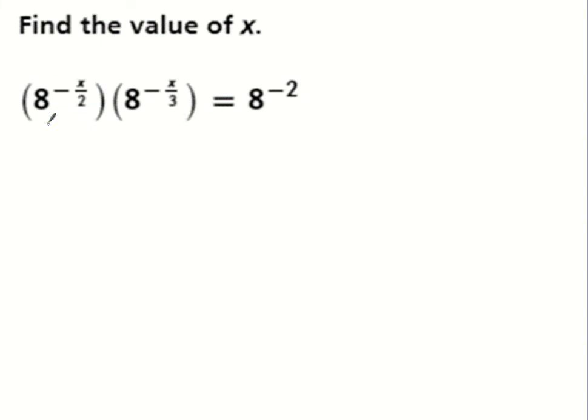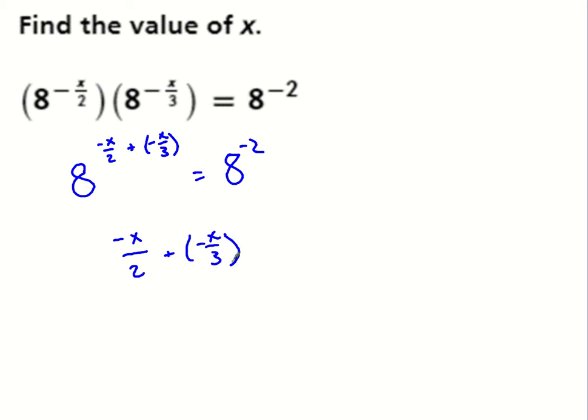So again, I'm multiplying the same base, base of 8 equal to base of 8. So I'm just going to add the exponents. So this is negative x over 2 plus negative x over 3. The negatives don't change anything. It is equal to 8 to the negative 2. So this right here has to be equivalent to negative 2. Oh, there's my equation. Negative x over 2 plus negative x over 3 should be equal to negative 2.